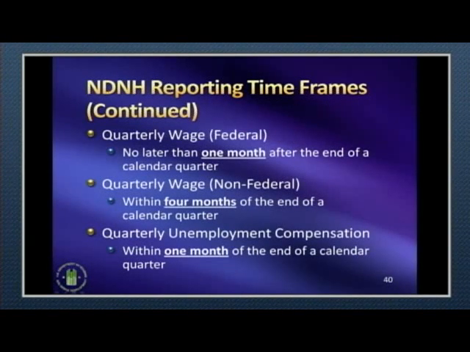The quarterly wage information, the employers have to report the information no later than 1 month from the end of the quarter. And this is for federal wages. So for example, the quarter that just ended on September 30th, federal employers have to report that information by Monday, October 31st. For your non-federal wages, the time frame is a little bit longer.